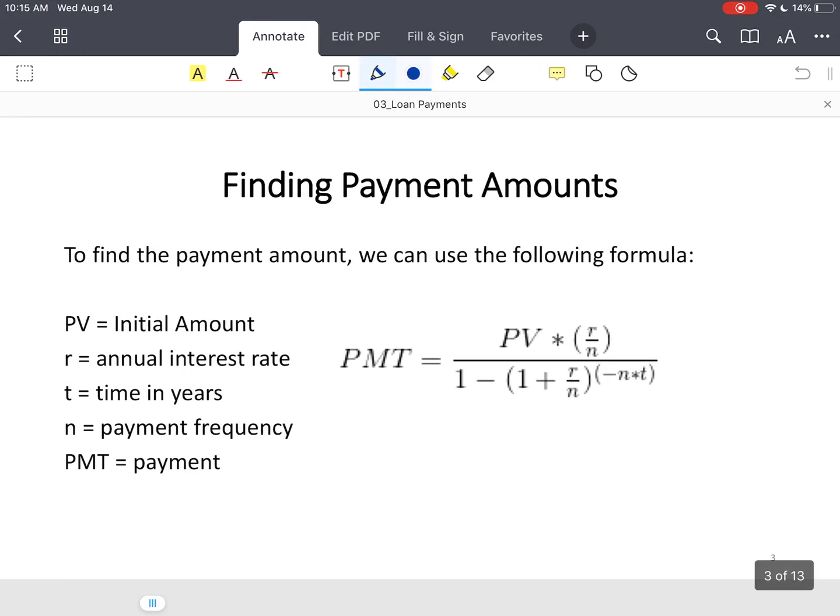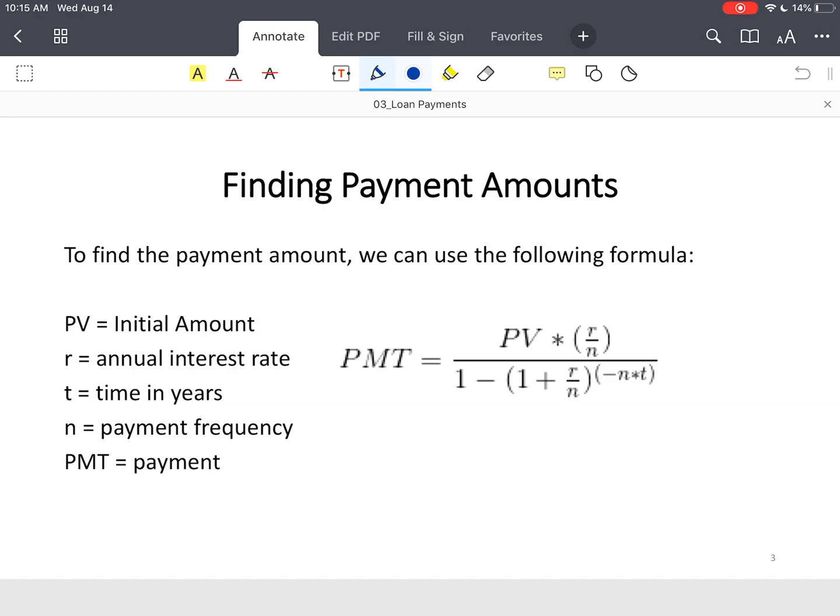All right, so now how do we find payments? Now, it sort of looks like the compound interest formula. There's a little bit more added. Again, I recommend that you have a scientific calculator here, or a graphing calculator that allows you to have fractional input. But let's step through the variables. PV is the present value, or your initial amount, but since we're talking about loan payments, it's your loan amount.